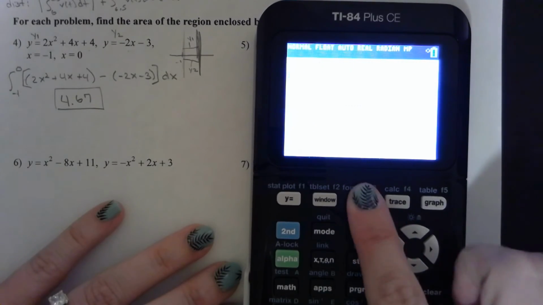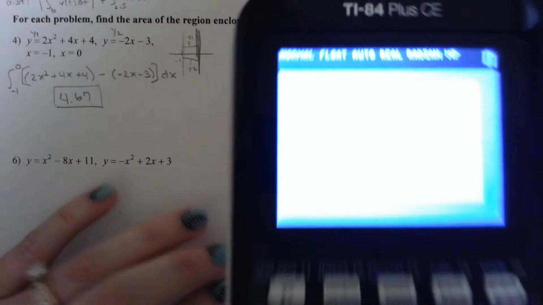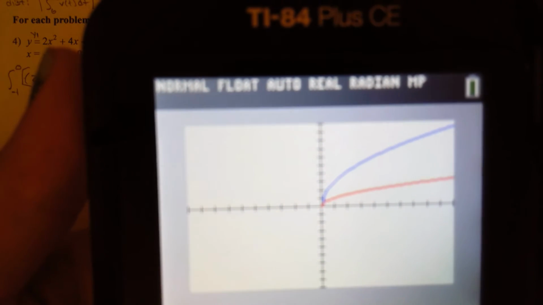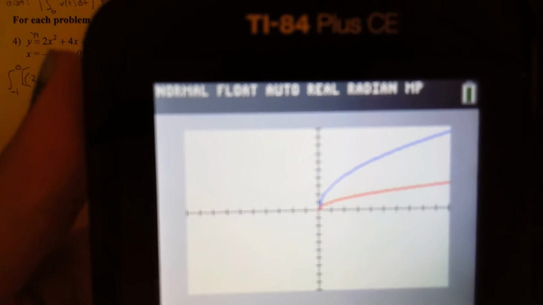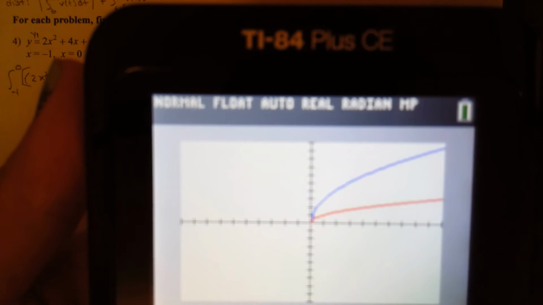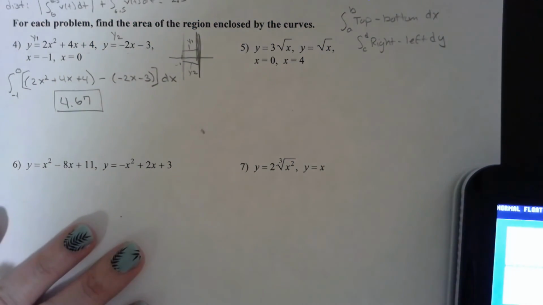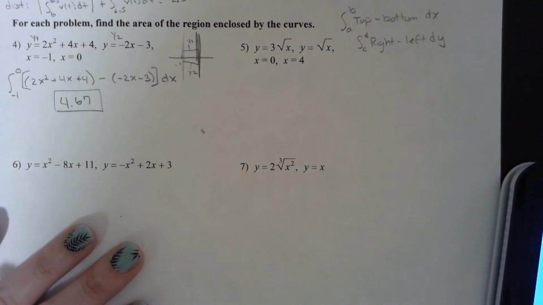I'm going to make sure when I graph this one, I do zoom standard, just so I can go back to the original graph. Okay, so you can see this is what it looks like. The blue function is always the first one that I type in, so that's going to be my y1, and the red function here is always my y2. So we can see that they're both starting there at that 0.